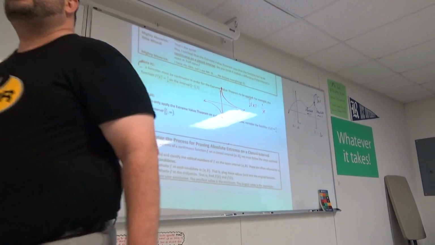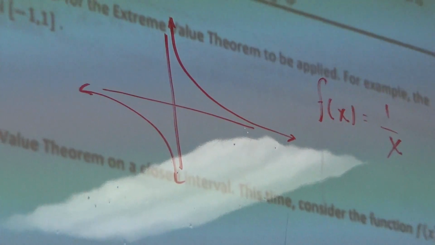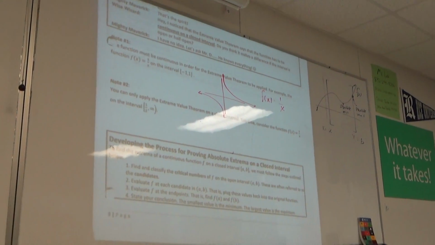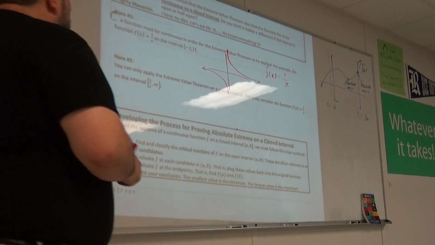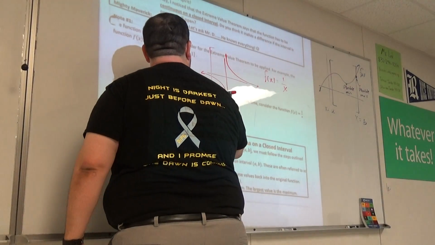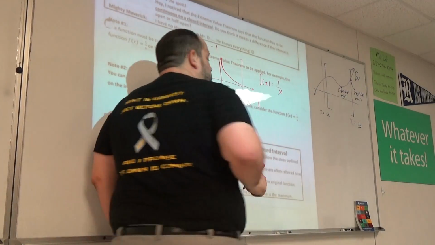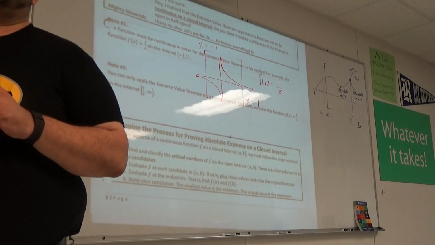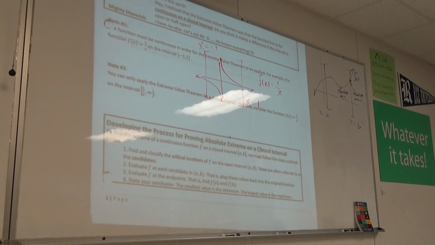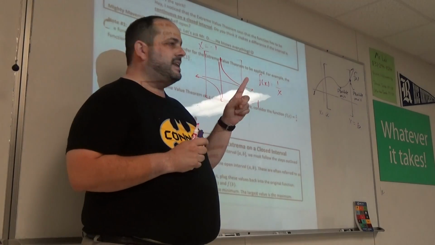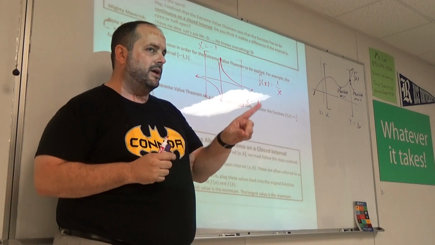There's the graph of f of x equals 1 over x. The question for you, Daisy, is this: can we use the extreme value theorem with this function on the interval x equals -1 to x equals +1? Can we use it? Yes, because it has the absolute maximum and the absolute minimum. So you see an absolute maximum somewhere and you see an absolute minimum. Where do you see an absolute max?